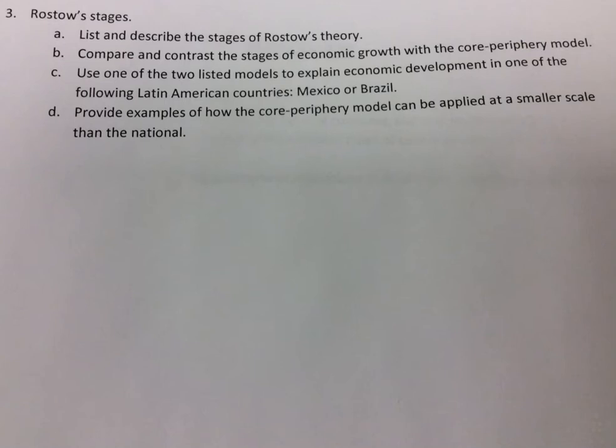There's a transition, this is stage 2, transition from preconditions for takeoff to takeoff. You can use at least one characteristic that we listed under takeoff for here. Drive to maturity, or stage 4: economic output exceeds population growth rate, or there's increased manufacturing specialization and integration into the global economy, or an increased incorporation of advanced technology. And then your stage 3 to stage 4, transition from takeoff to drive to maturity, you could use at least one of the characteristics that we listed under drive to maturity.